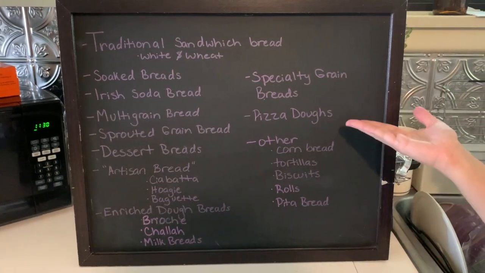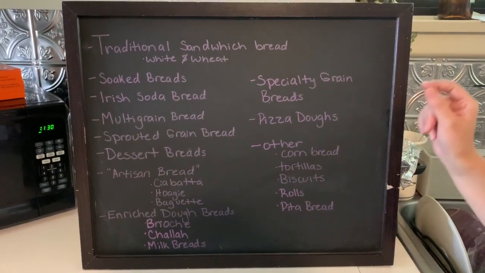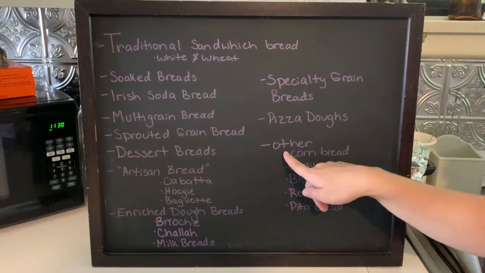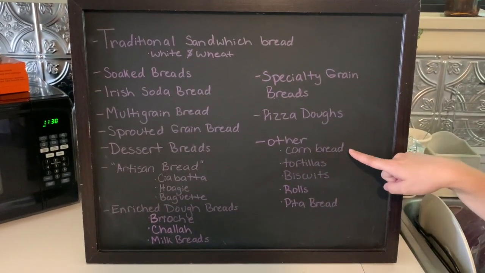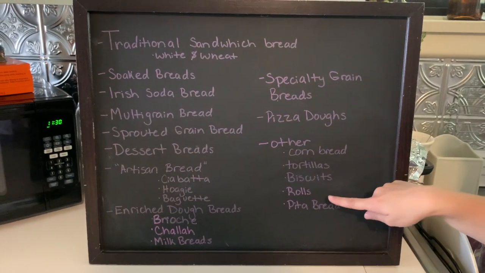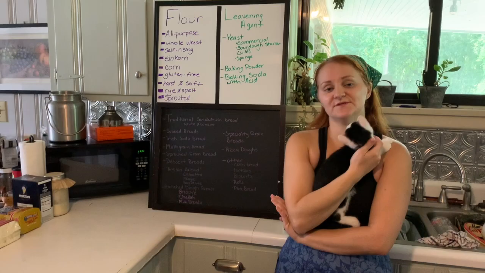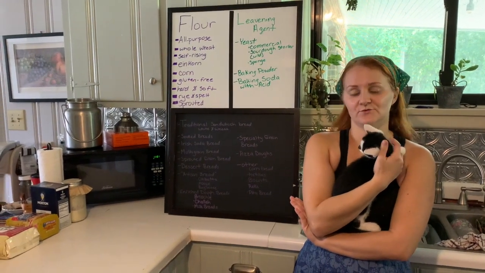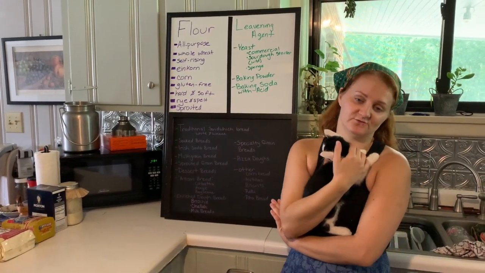We can do thin crusted or deep dish. And we can go through those together. Other breads that we will learn to make here are cornbread, tortillas, biscuits, rolls, and pita bread. So these are some of the breads that we're going to learn to make together. We're going to start with the easiest breads and work our way forward so that nobody gets overwhelmed.